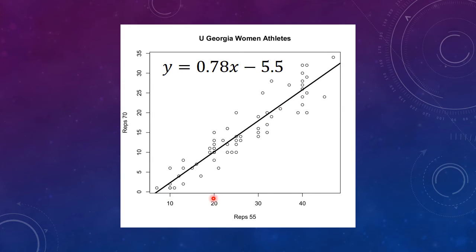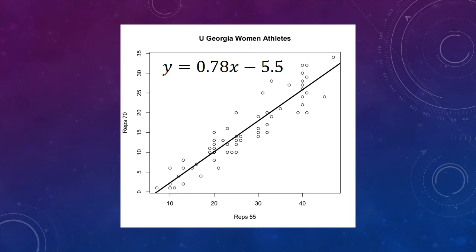Suppose we wanted to predict how many repetitions an athlete could do at 70 pounds if they could do 20 repetitions at 55 pounds. We would plug 20 in for x in the equation, and that would give us approximately 10 repetitions at 70 pounds as the prediction. Or if we wanted to predict how many repetitions they could do at 70 pounds when the athletes could do 40 repetitions at 55 pounds, we would plug 40 in for x, and we would get approximately 25 as the prediction for the number of repetitions they could do at 70 pounds.